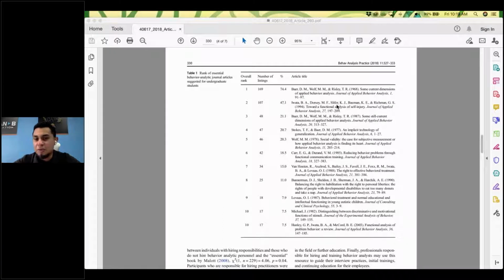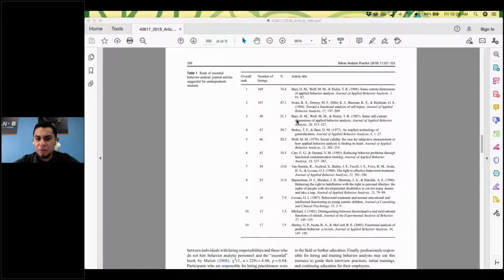The next one was the Iwata article, a very famous one, the FA article. This was from 1994, which was obviously so important. Functional analyses are the gold standard when we're assessing behavior. So it was also very cool to see that it was still rated up there as number two.